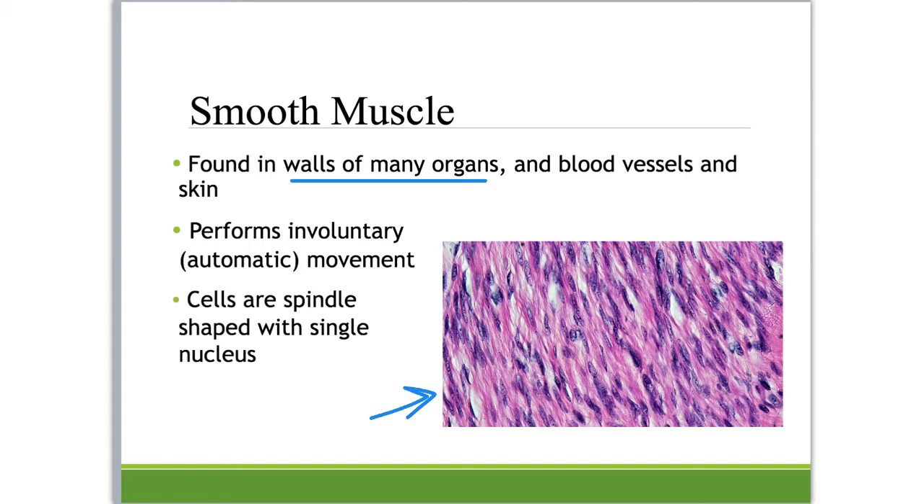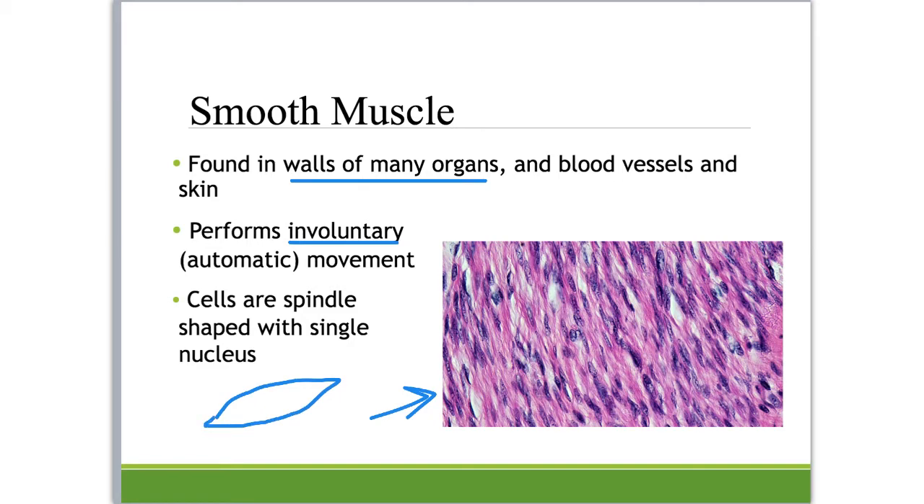That's also involved in regulating body temperature. Smooth muscle typically is performing your involuntary movement. It's happening automatically. Your brain is still in charge, but it's not your conscious part of your brain. So the unconscious part of your brain is having these muscles do their job. You don't have to think about having your stomach contract to mix your lunch. Thank goodness. The cells are spindle-shaped with single nuclei, so they kind of look pointed on the ends.